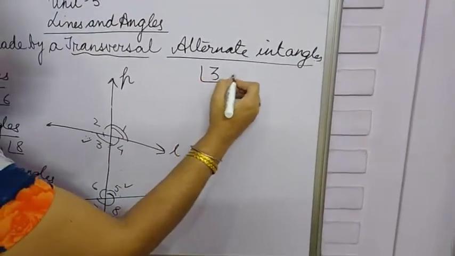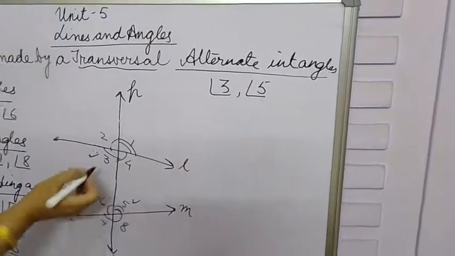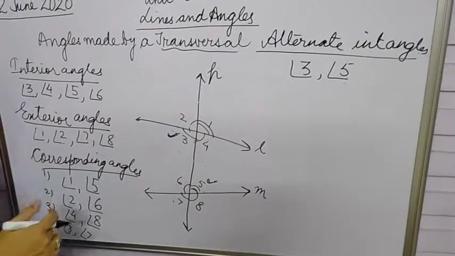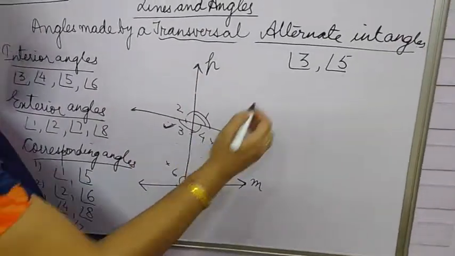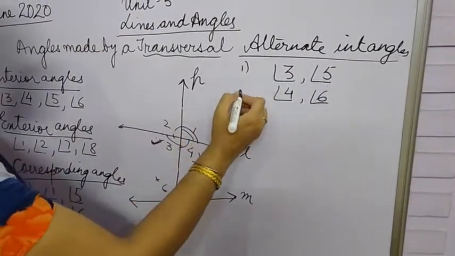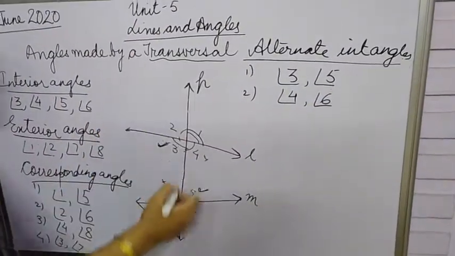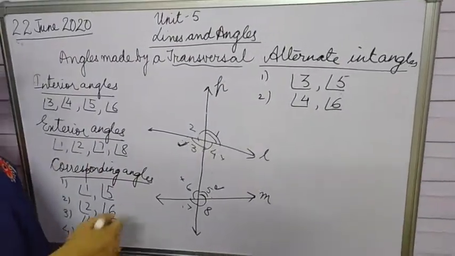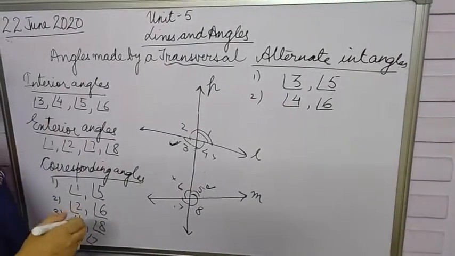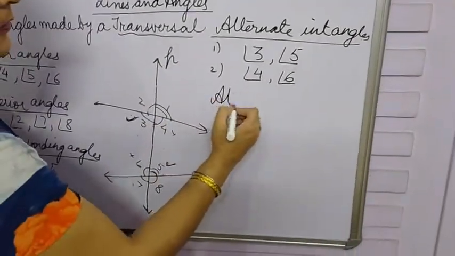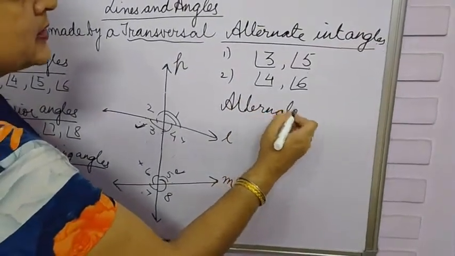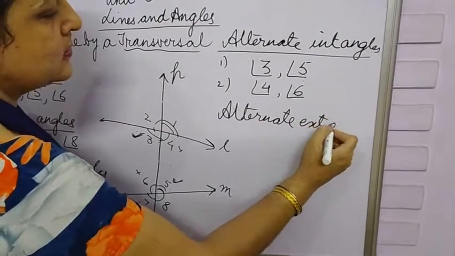So one pair of alternate interior angles would be angle 3 and angle 5. Different side, different position. Similarly, the other can be angle 4 and angle 6. So whenever two lines are cut by a transversal, then two pairs of alternate interior angles are formed. Similarly, now we have two pairs of alternate exterior angles.